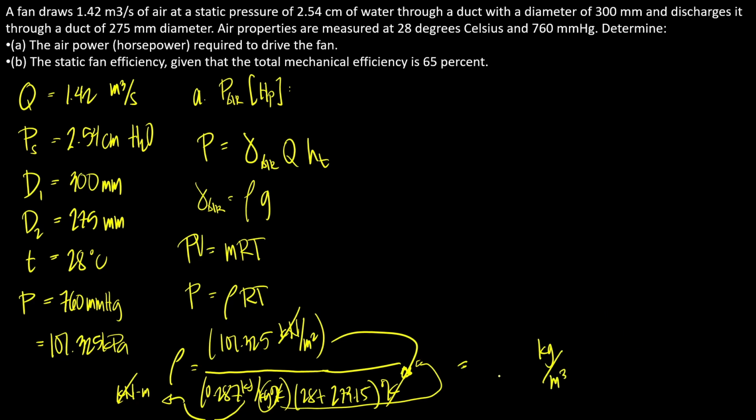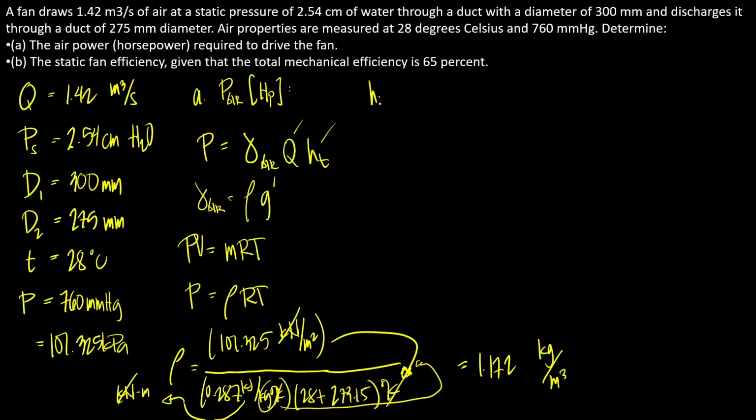Okay. So we have 101.325 over 0.287 times 28 plus 273.15. We have 1.172 kilogram per meter cube. So we now have density and gravity, which is 9.81, and Q and HT.